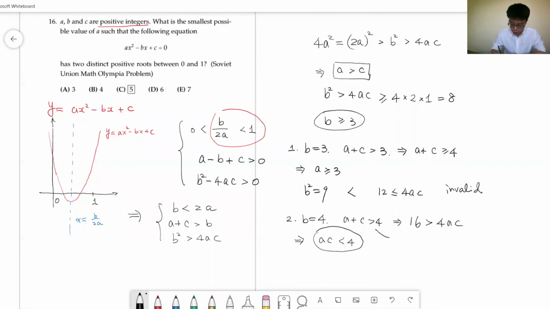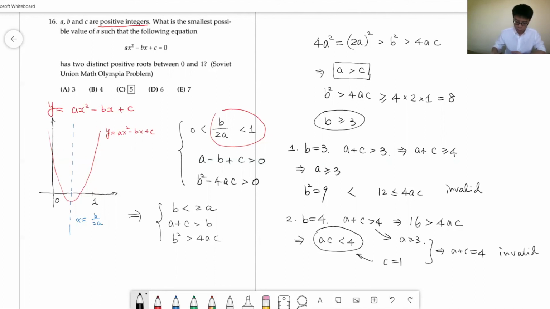Okay, from a plus c larger than 4, we see that a is larger or equal to 3. But from here, a cannot be 4. Okay, but if a is 3, that means c must be 1. But in this case, a plus c is just 4. It's not larger than 4. So this is invalid.